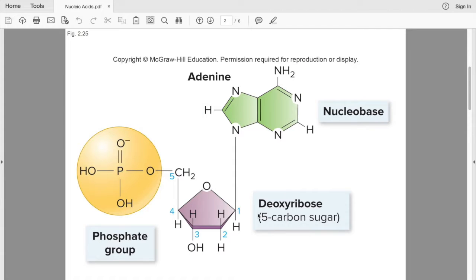This is DNA, or a nucleotide to make DNA. We know this because here at the 2 position we don't have a hydroxyl group, and therefore it is deoxyribose. DNA is deoxynucleic acid. Our nucleobase, or nitrogenous base, here is adenine, and we have a phosphate group here. Those are the basic components of our monomer that we're going to make the DNA polymer from.